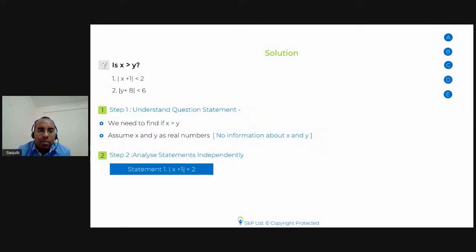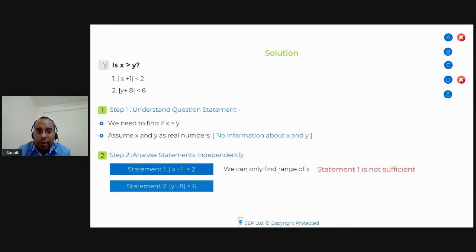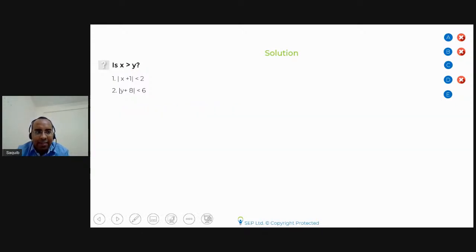Okay. Now, when I'm analyzing the statement, what I would do is look at the first statement. I'll say, hey, this is just telling me about x. Let me check it. Let me not solve it now. I'll look at the second statement. Okay, I'll say, hey, this will give me just the range of y. But I need to find out whether x is greater than y. So I need to know both of them. I won't be able to get it. So let me check it again. Okay, so that will save some time. But unfortunately, whatever time I save, I'll have to again utilize it while solving it.